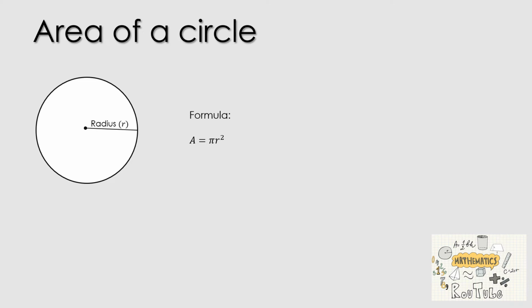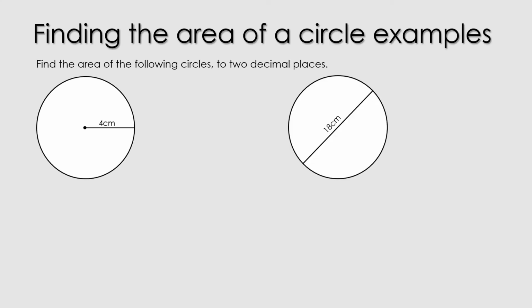And if we're given the diameter of a circle, we should know, hopefully by now, that we can just halve the diameter to give us the radius, and then we have the radius value to then calculate the area of a circle. All right, I'm finishing the lesson off.